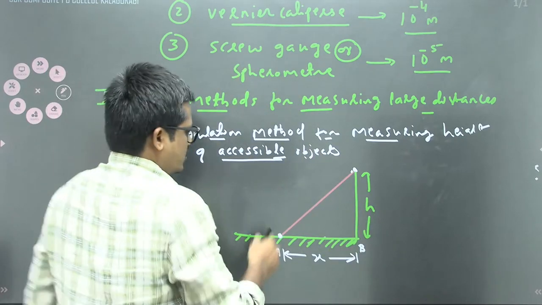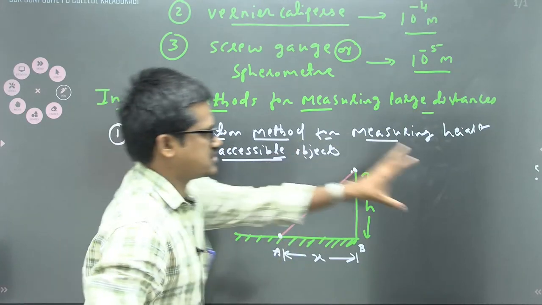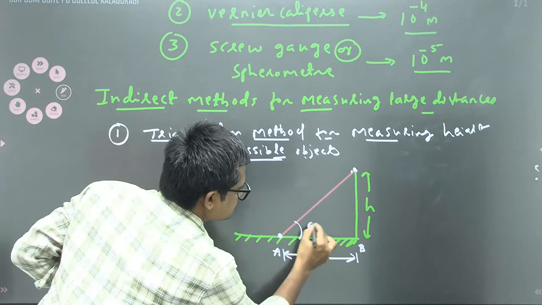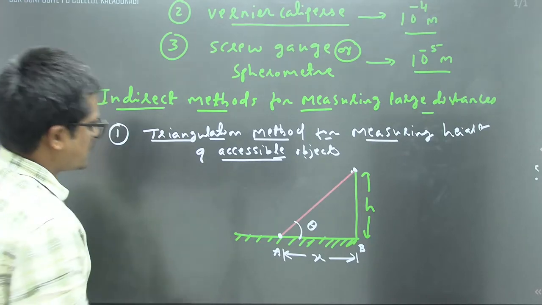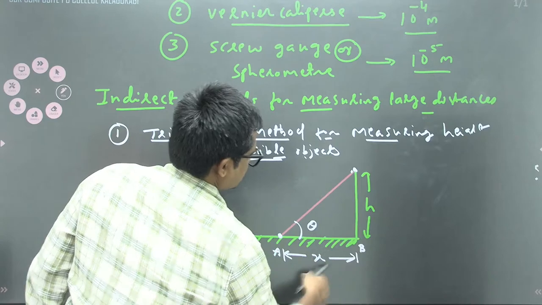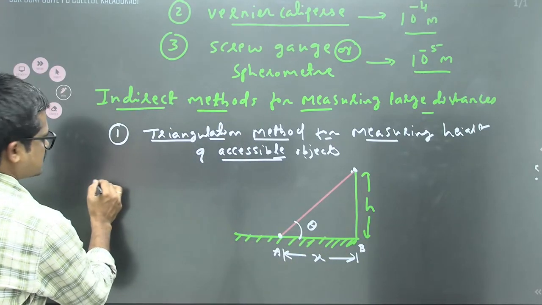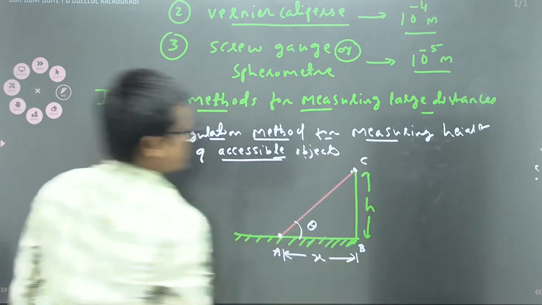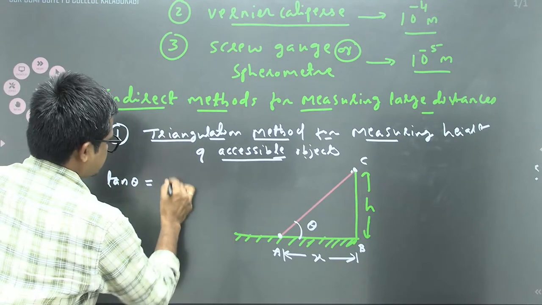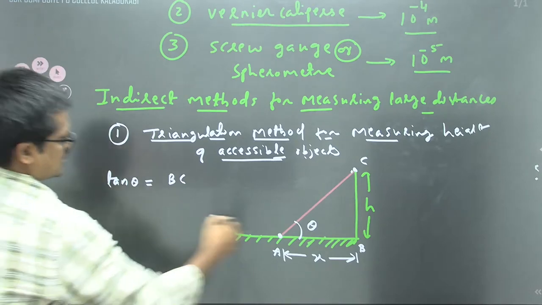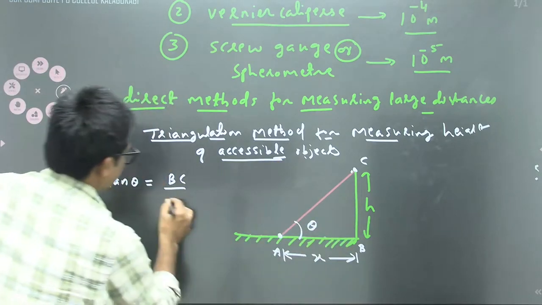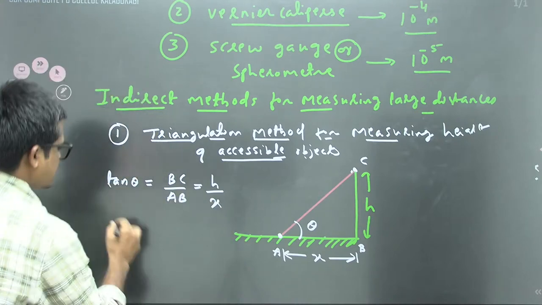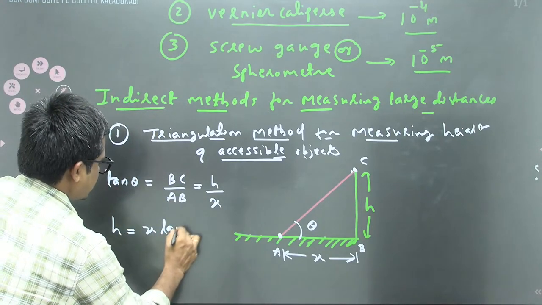Now, what I'll do here, for using that telescope, that sextant built-up telescope, I measure this angle. The line of sight is like that, I measure this angle. Now, you can use your trigonometry. I want height. I know x, because x distance I can find. I can use tan theta here. What is tan theta equal to? Perpendicular by base. Let this be C. What is perpendicular? Perpendicular is BC, right or not? What is base here? It will be AB. Perpendicular here is H and base here is X. Therefore, H is equal to X into tan theta.